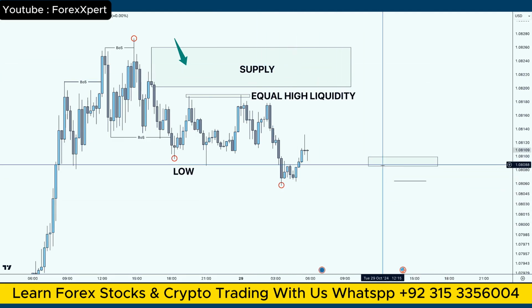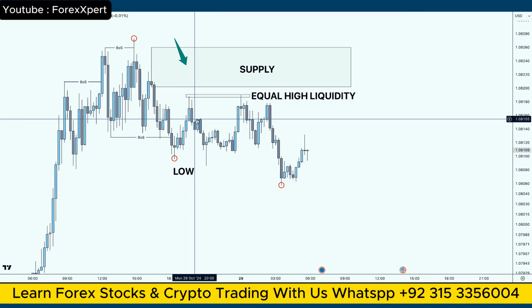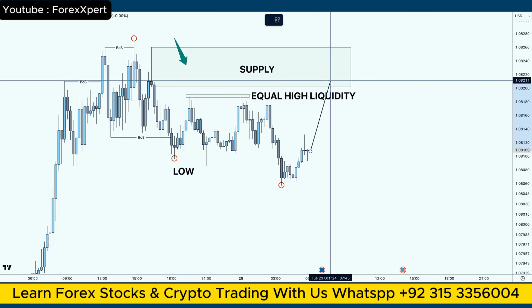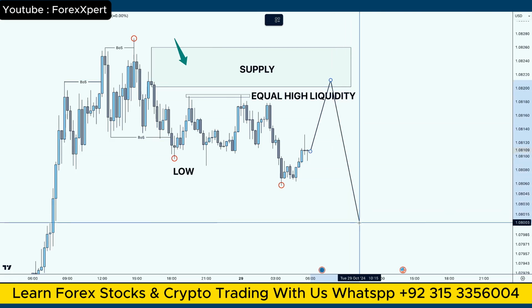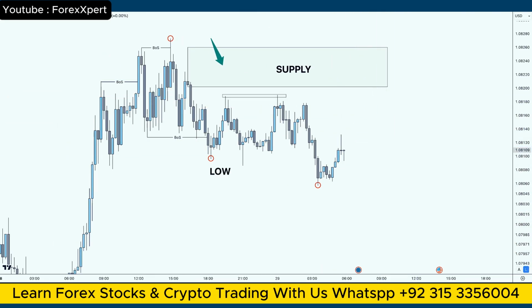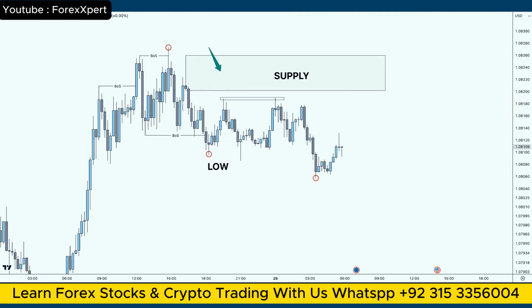So how do we approach this then for an actual trade position? Well, what we're now looking for as traders, if you haven't already guessed it, is for the market to sweep equal highs, trade into supply, and then we will be looking to sell the market down from there. So at this point, we can go ahead and place an order. So our sell limit would be at this level here.